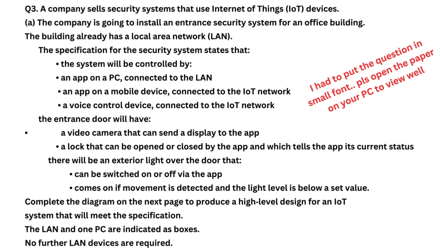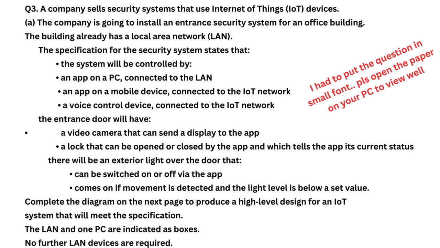A company sells security systems that use Internet of Things devices. The company is going to install an entrance security system for an office building. The building already has a local area network. The specification for the security system states that the system will be controlled by an app on a PC connected to the LAN, an app on a mobile device connected to the IoT network, and a voice control device connected to the IoT network. The entrance door will have a video camera that can send a display to the app, a lock that can be opened or closed by the app and which tells the app its current status. There will be an exterior light over the door that can be switched on or off via the app, and comes on if movement is detected and the light level is below a set value.